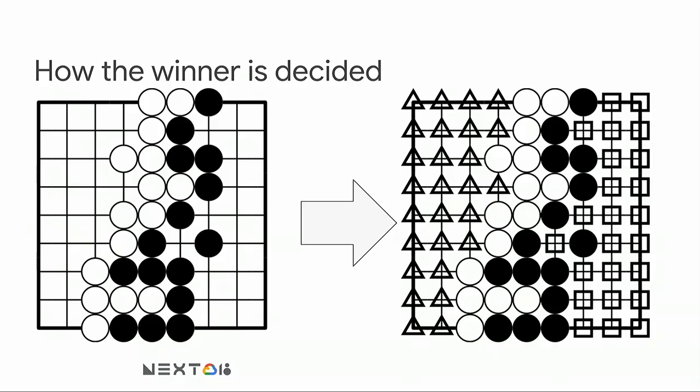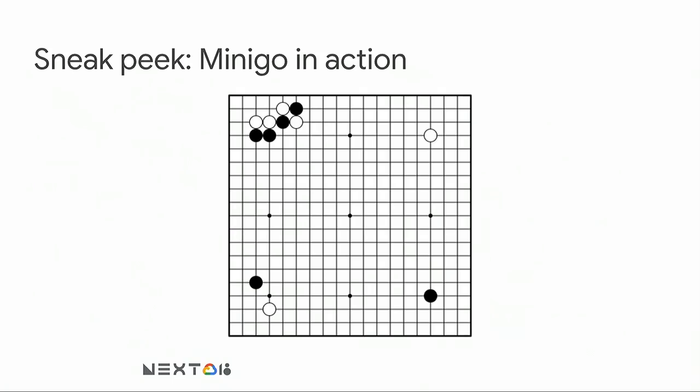all the squared points. This means that Go is not really a sort of absolutist game where you have to capture the enemy king or completely destroy the enemy army. It's more like you're negotiating an agreement where you just want to get a little bit more than the other person. And this is an example of what a whole game might look like. So this is Minigo in action.